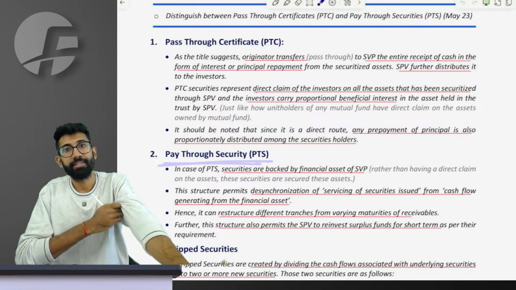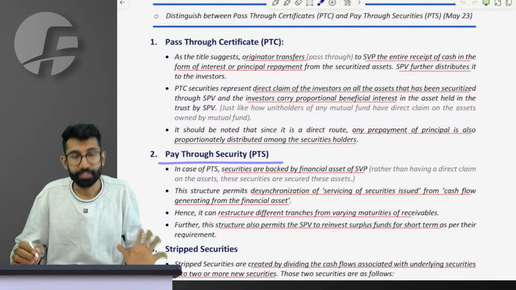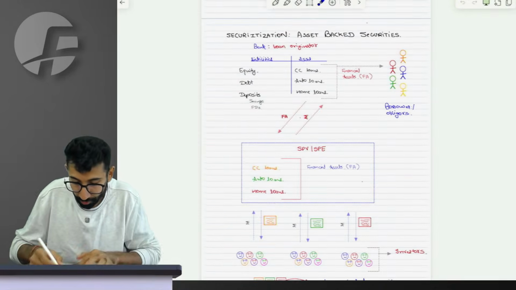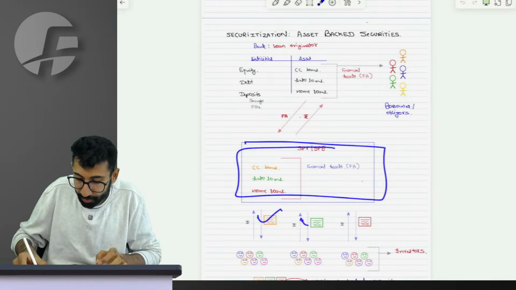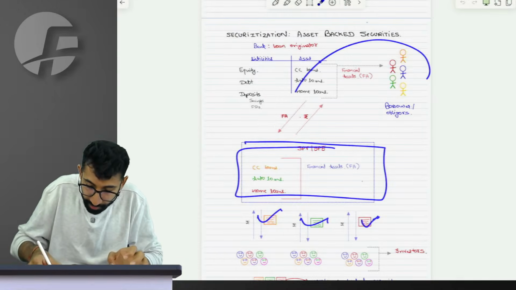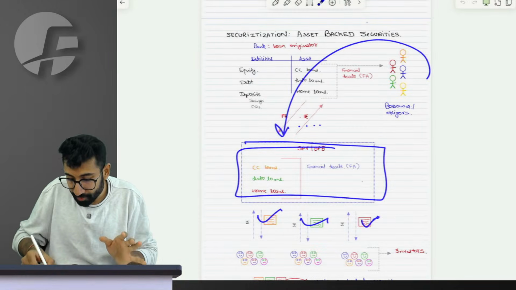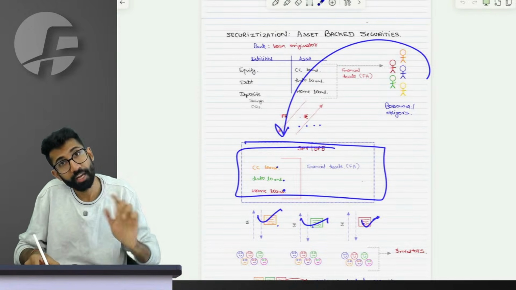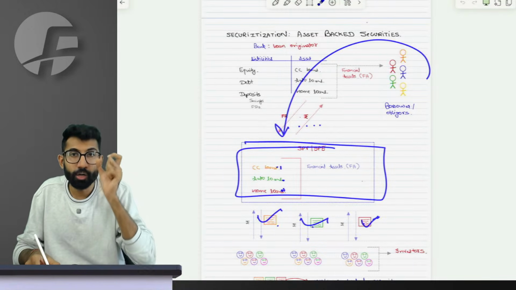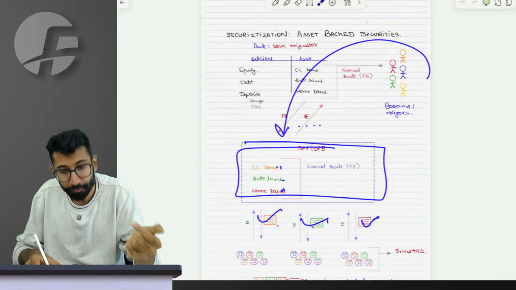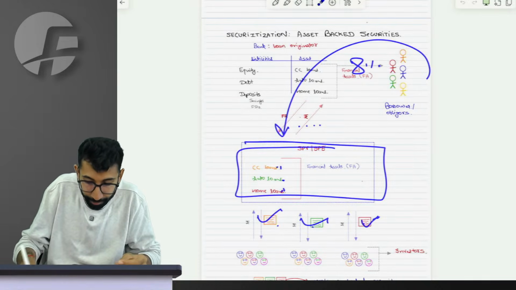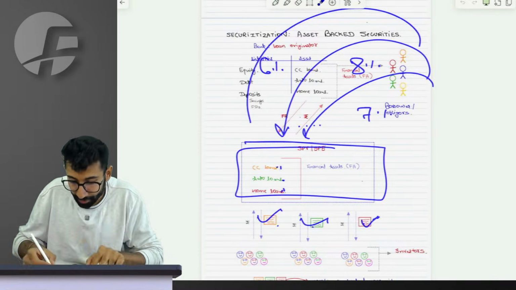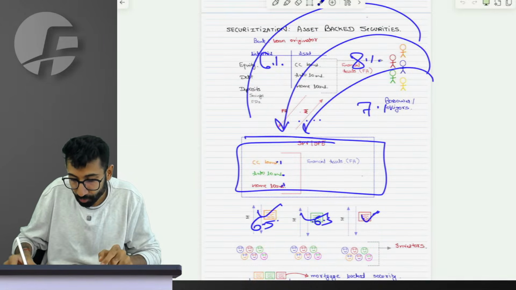Pay through securities, guys. Pay through securities. What does it mean? It means that there is a desynchronization. SPE issues the security which does not represent the direct claim of the cash flows. These securities are collateralized by these financial assets. They have a right over the financial assets, but they don't have a direct right over the cash flows. There is a possibility sometimes you receive 8% here, sometimes 7%, sometimes 6%. But what you have committed here is a fixed rate of 6.5% to the securities.